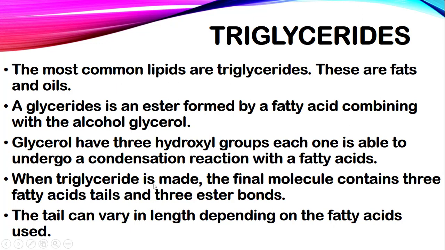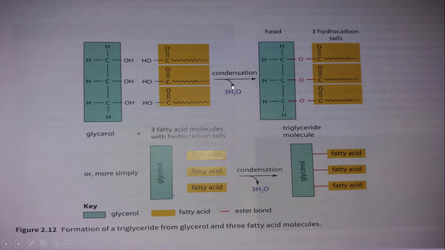When a triglyceride is made, the final molecule contains three fatty acid tails and three ester bonds. The tail can vary in length depending on the fatty acid used. Now you can see that this point represents CH2, CH2, CH2, and so on. The length may contain 15 or 17 carbons in this whole chain.